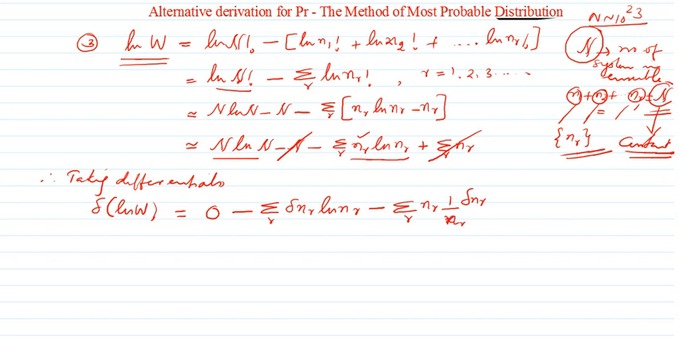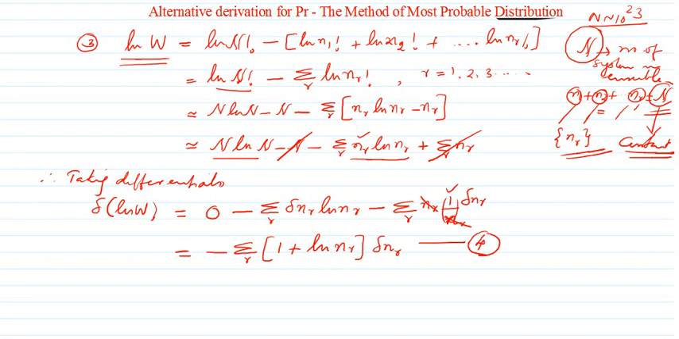Okay, so this 1 by nr, this nr and this nr will be getting cancelled. So what is left out is sum over r delta nr. Now you can see that the sum over r and delta nr are common for the first and second term. So I can rewrite this as equal to minus sum over r, and what is remaining? I can write 1 plus log nr, delta nr. I am writing delta nr at the end. Let me call this equation number 4.